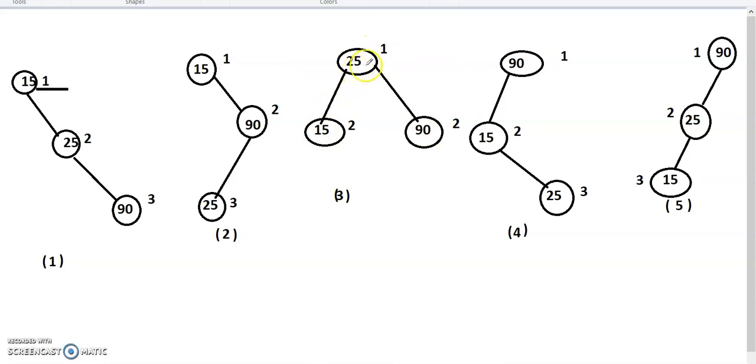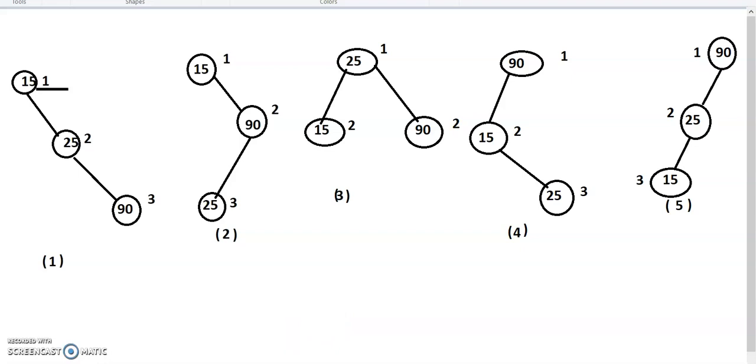Here if we want to find 25, we need to do only one comparison, but if we want to find 15 or 90, we need to do 2 comparisons. That means first we compare the root node, then we come here, and after that we compare here also, so we get 2 comparisons. In the next tree, 90 is greater than 15 and 25, so 15 and 25 are connected to the left side, but 25 is greater than 15, so it is connected to the right side of 15. Here if we want to find 25, we need to do 3 comparisons. This is the comparisons value. This is all about the binary search tree.